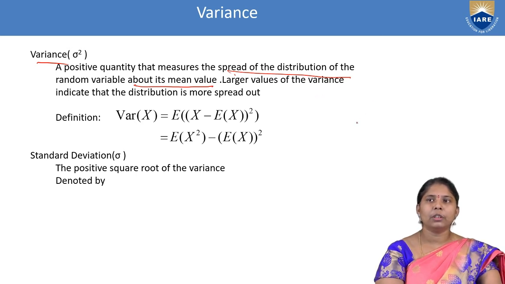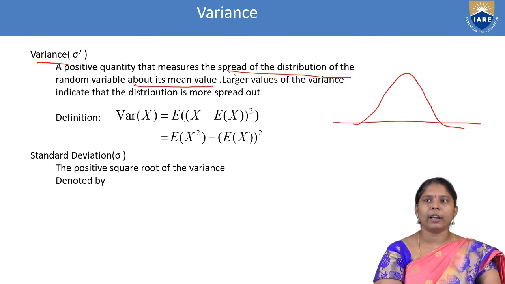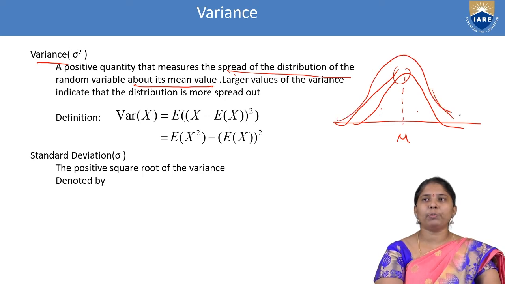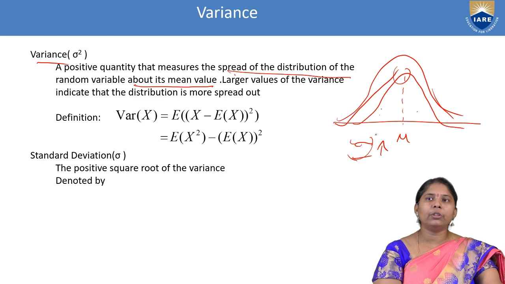Spread means, suppose I have a Gaussian function like this. This is a Gaussian random variable. It is symmetrical about the mean. Its maximum value occurs at the mean and it is symmetrical about the mean. So this variance gives the spread of the distribution about its mean value. Many curves are there, like Gaussian like this. If the spread is more from the mean, then your variance is a higher value. So the significance of variance is that it gives the spread about the mean value.